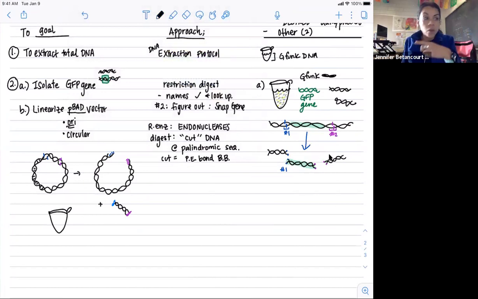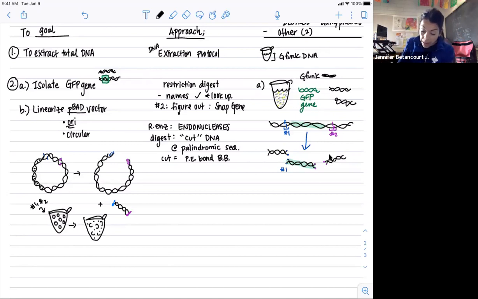You don't just have one circle, you have, I don't know, hundreds of circles in here. A bunch of copies of the p-bad vector. And then you add your restriction enzymes, number 1 and number 2. You add that into the tube and then you let them do their job. Hopefully what you're getting inside this microcentrifuge tube is a bunch of opened up or linearized p-bad vectors with the little chunks floating around too. Okay, so that's what you're hoping to get.